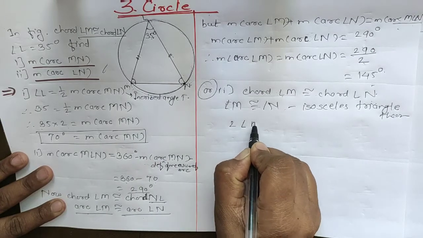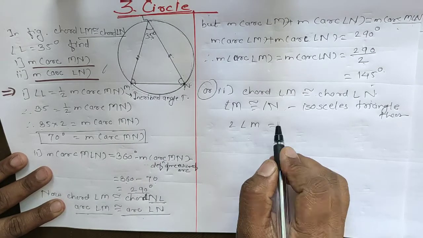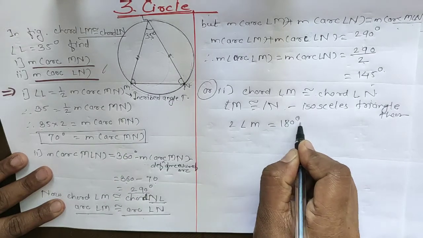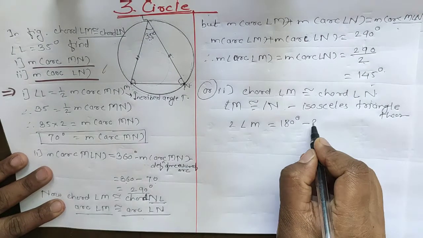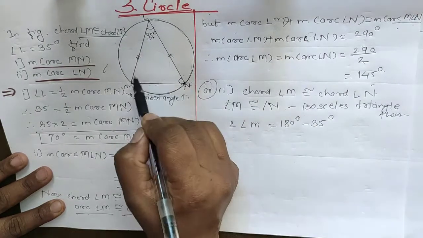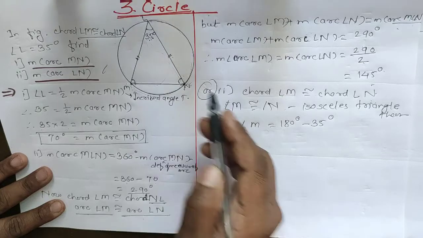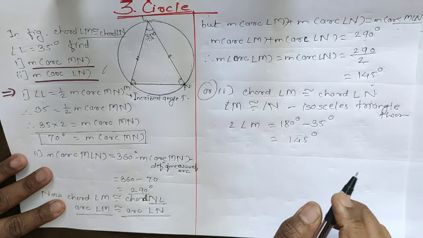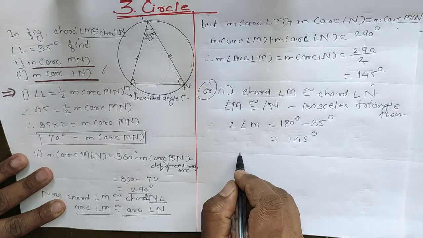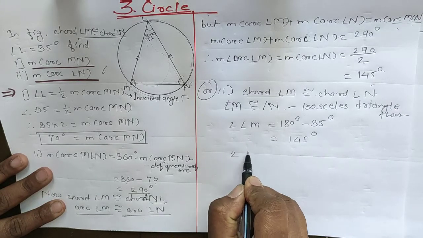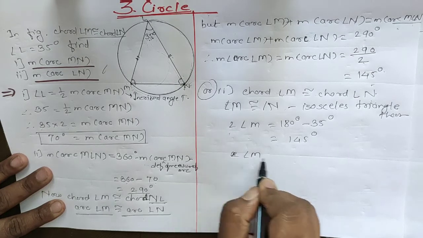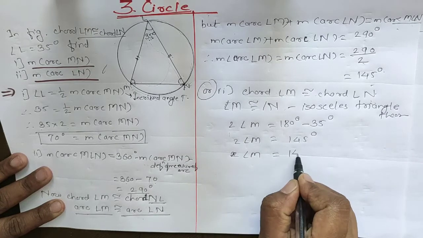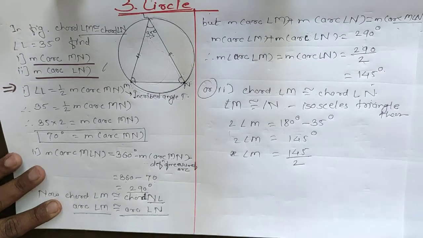So here angle M is equal to how much? 180, meaning all angles of this triangle are equal to 180 degrees, and minus what we have to do? We have to subtract the 35 degrees. So the sum of all angles of the triangle is 180, subtract 35, and you will get 145 degrees. So 2 measure of angle M, the 2 will go there for division, angle M is equal to 145 divided by 2.